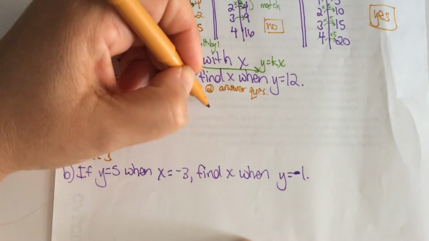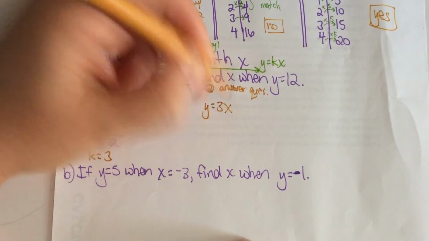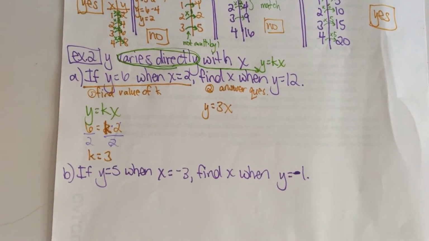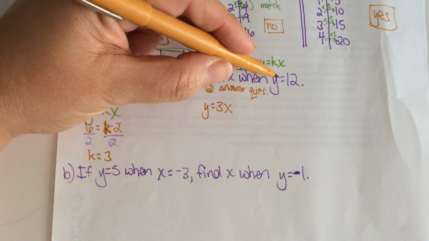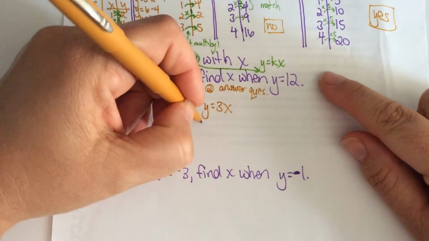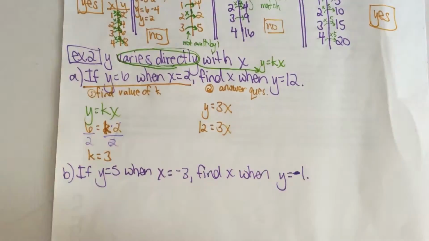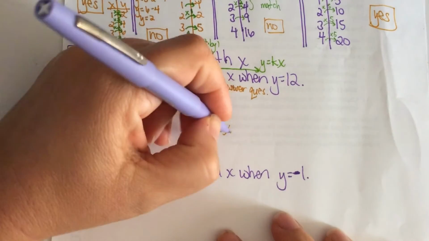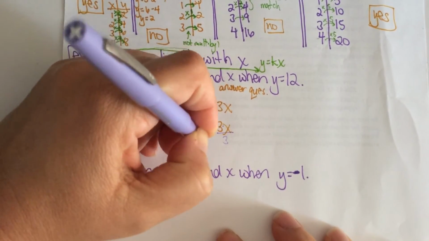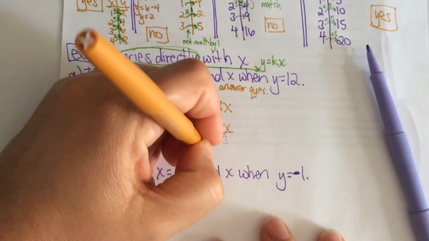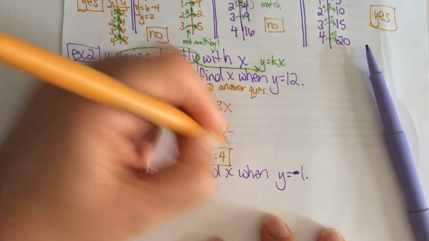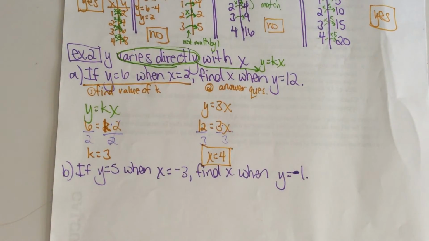Now I can write the equation with the k included, and then I can answer the question. It says find x when y equals 12. So I'm going to plug 12 in for y, and I'm going to solve for x. I'm going to get rid of the multiplication with division again, and I get x equals 4. So this is just a baby step to get us to the word problem that you guys saw.